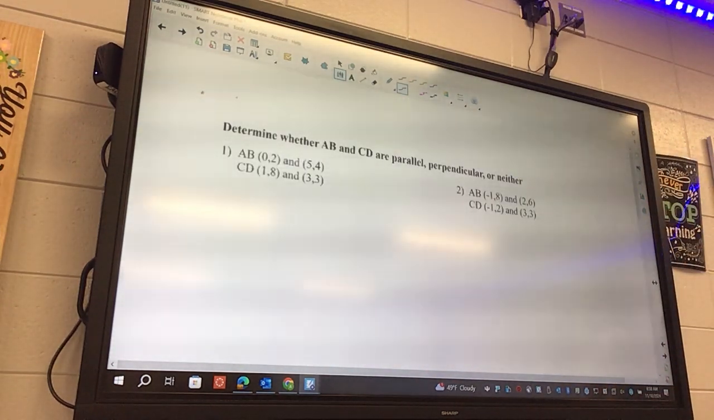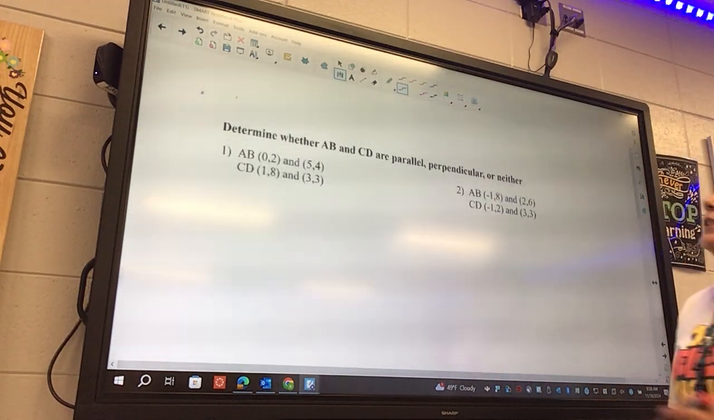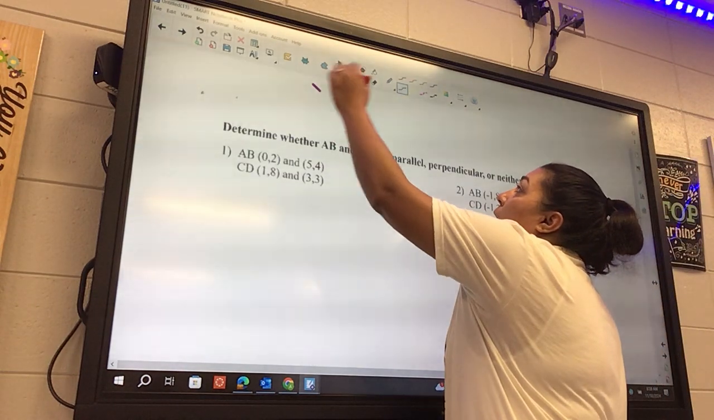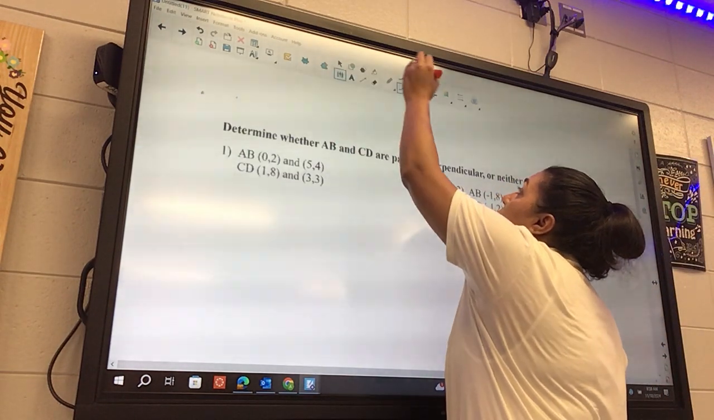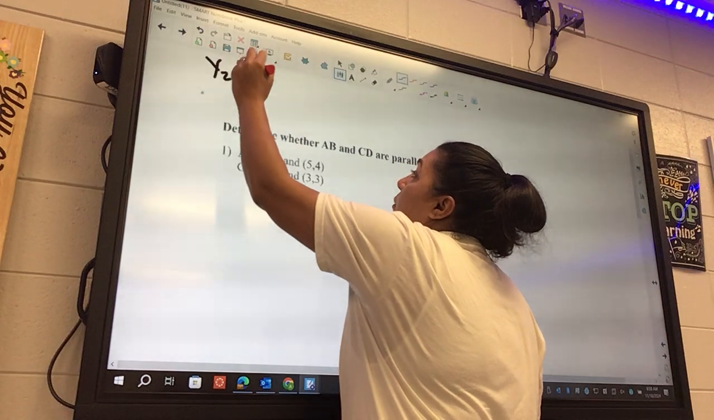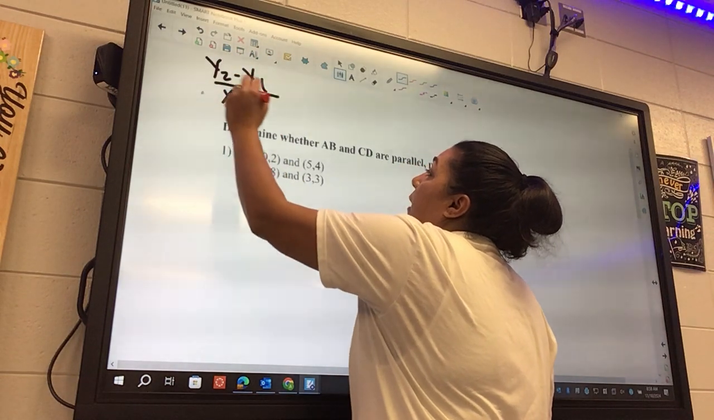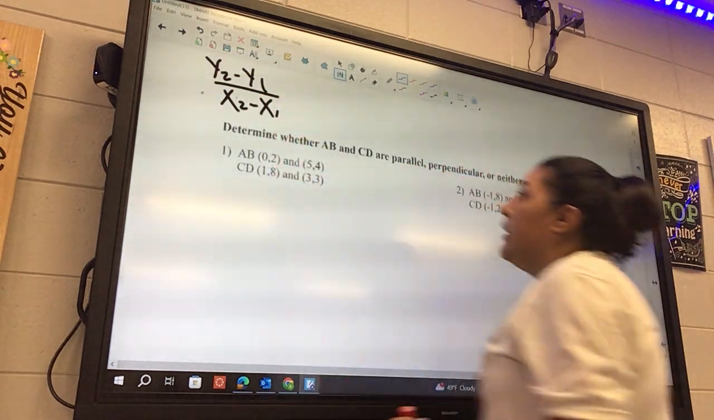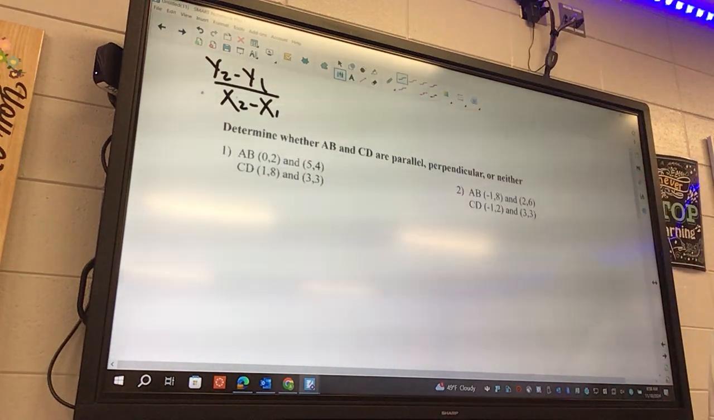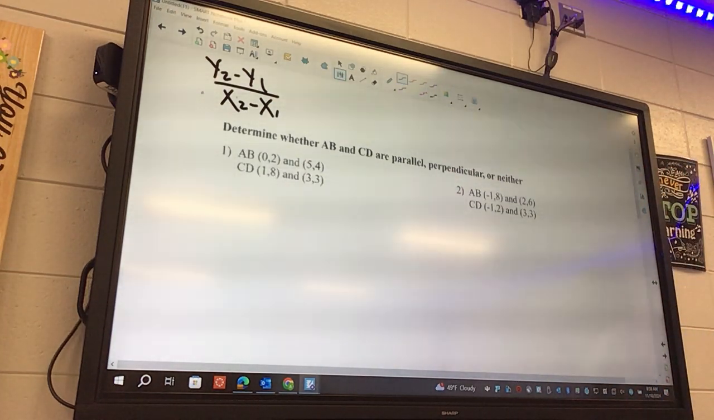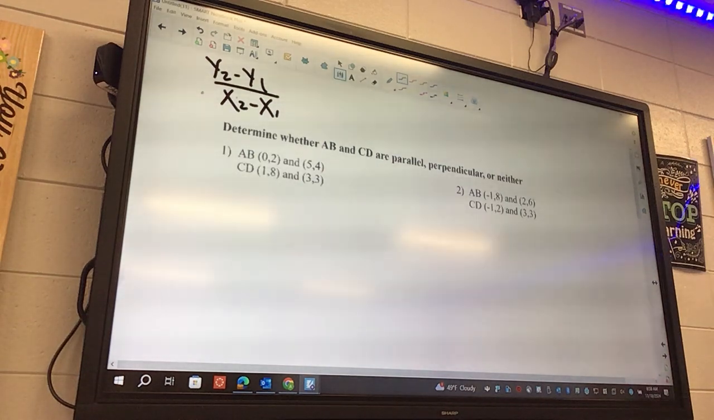Okay, on the next page, you will need this formula. For starters, it's going to be y2 minus y1 over x2 minus x1. We've done problems like these, it's a review. Okay, so we're going to start there, but how do you know if it's going to be parallel, perp, or neither?